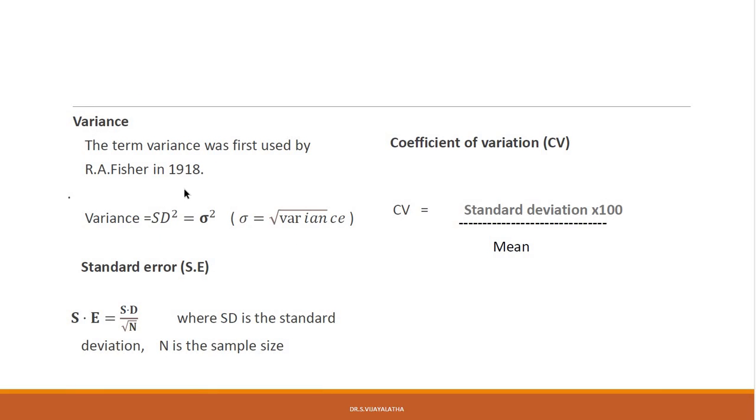Other terms associated with standard deviation are variance, which is the square of standard deviation, standard error, which is standard deviation by root n. In some cases, in tables, it is represented as mean plus or minus standard error. And coefficient of variation, which helps us to compare two sets of data, which is standard deviation by mean into 100.